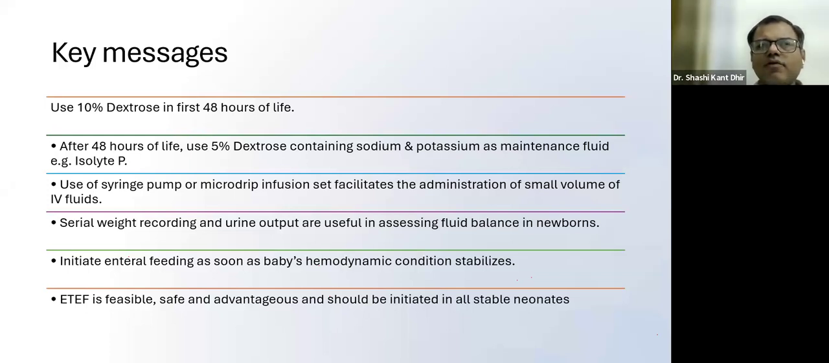Once we are starting IV fluids, the baby has to be monitored. So two important things are weight monitoring and urine output. These two are very, very important. Biochemical investigations are also done, but RBS, weight and urine output are very important. Next, we have to start the feeding as soon as possible. The enteral feeds are to be given and they should be initiated in all stable units, right? So that was all about IV fluids.